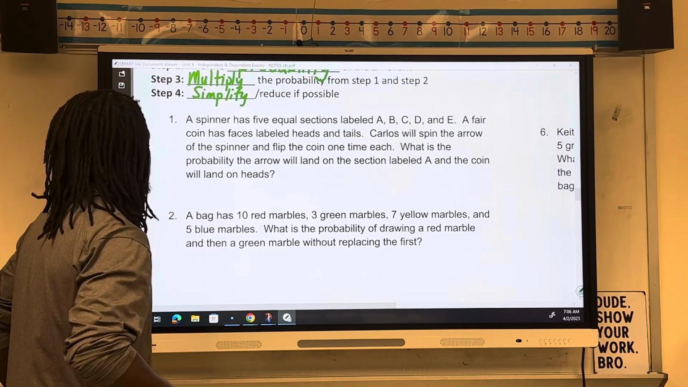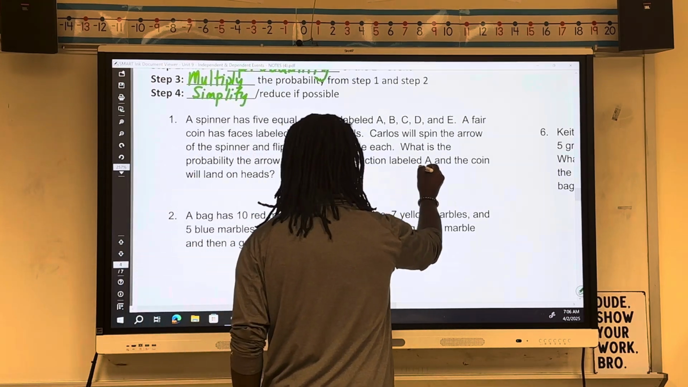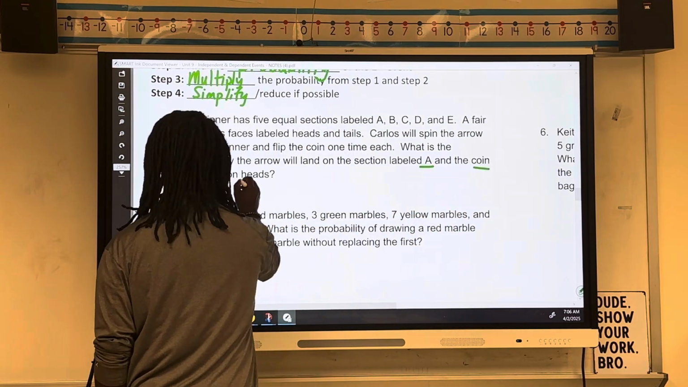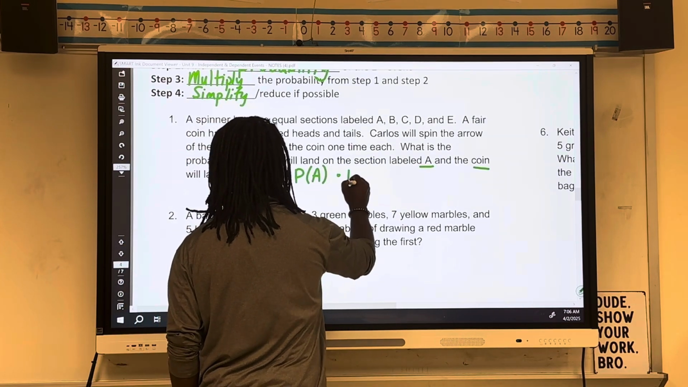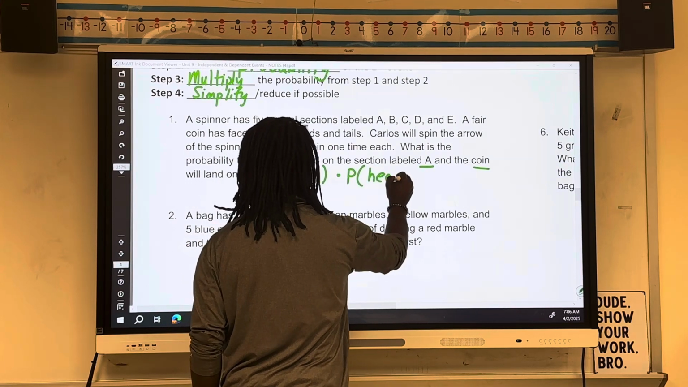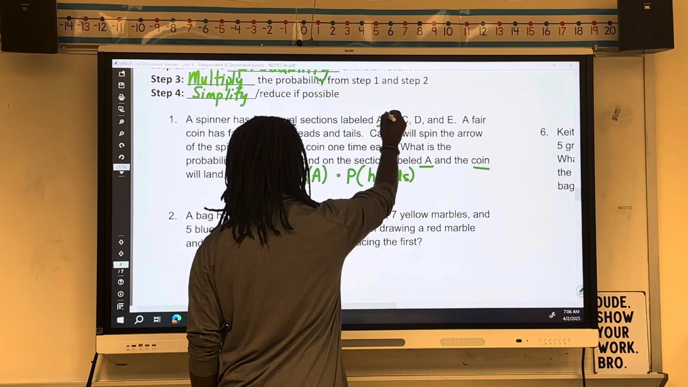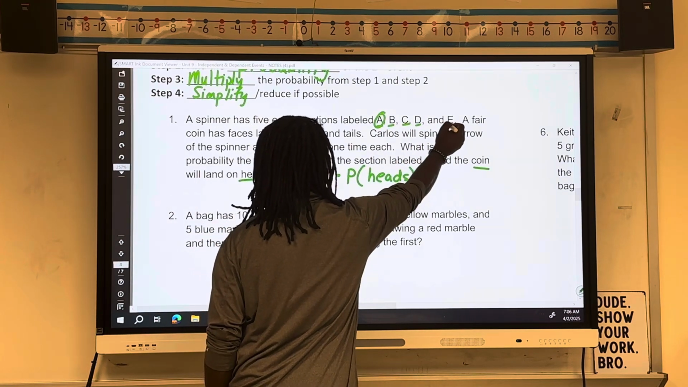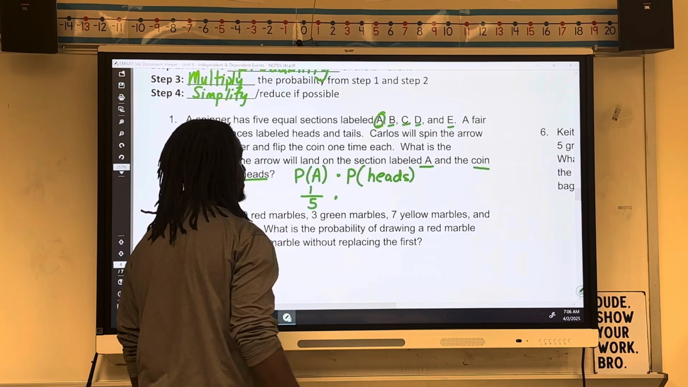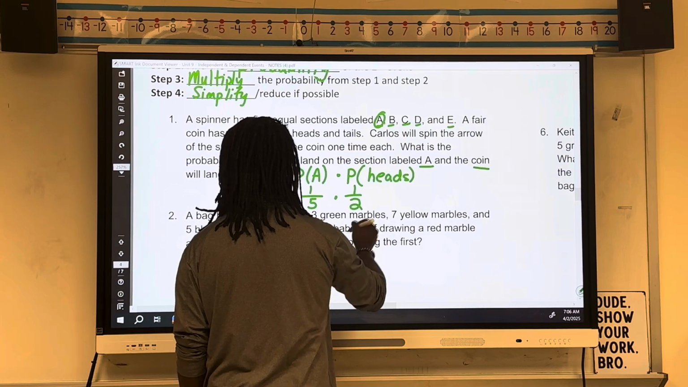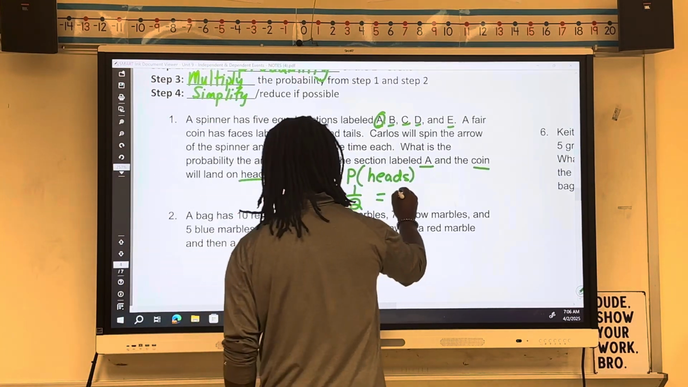What is the probability that the spinner will land on the A, and then the coin will land on heads? We are looking for the probability of getting an A times the probability of landing on heads. The probability of landing on an A is 1 out of 5. We multiply that times the probability of landing on heads, which is 1 over 2. When I put that into the Desmos calculator, I get 0.1.